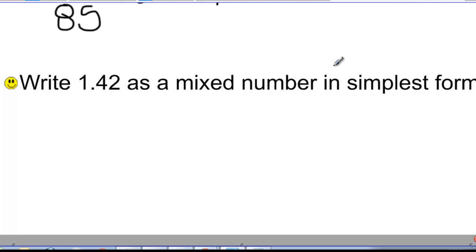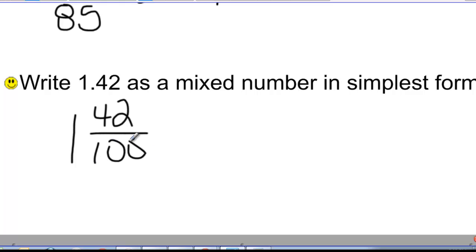I can also take this decimal, 1 and 42 hundredths, and write that as a mixed number in simplest form. I know that normally we would probably just say 1.42. But if I want to change a decimal to a fraction, the easiest way to do that is to say it with the place value name. So I'm going to write this as 1 and what I just said, 42 hundredths. So that has now been written as a mixed number.